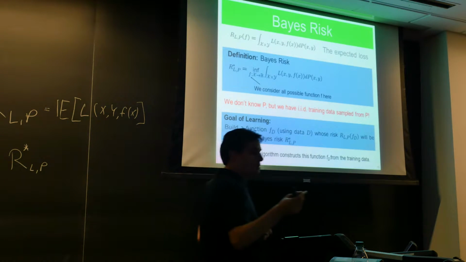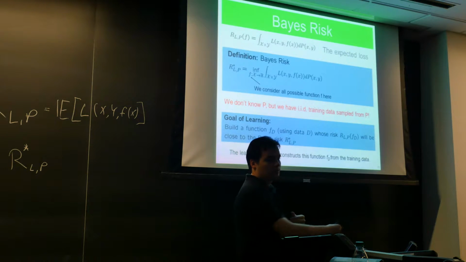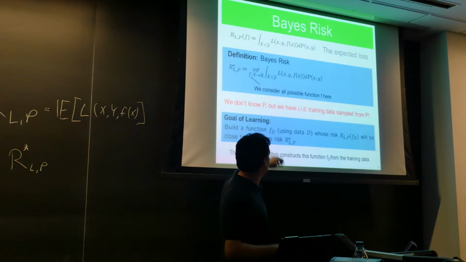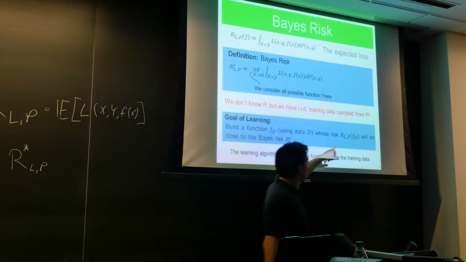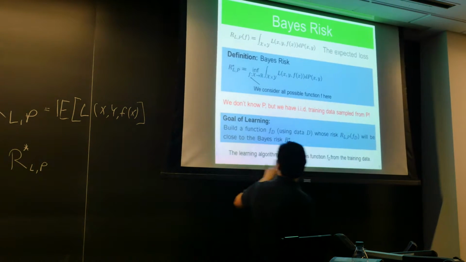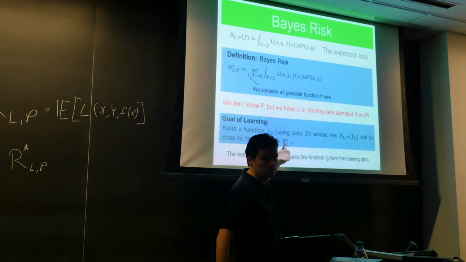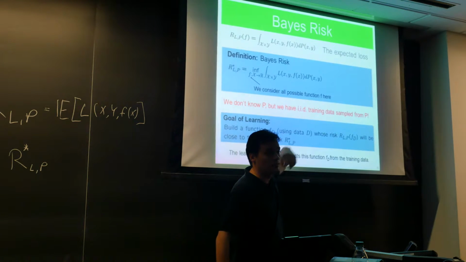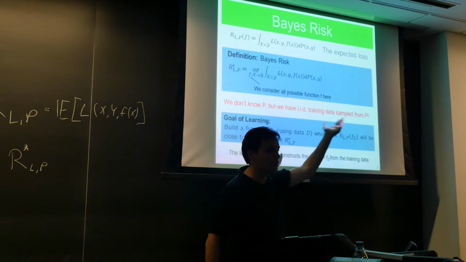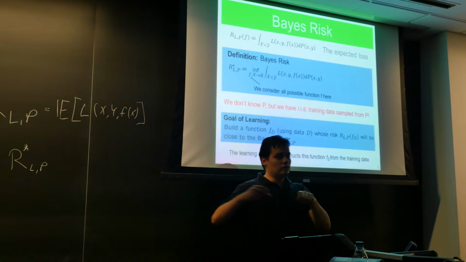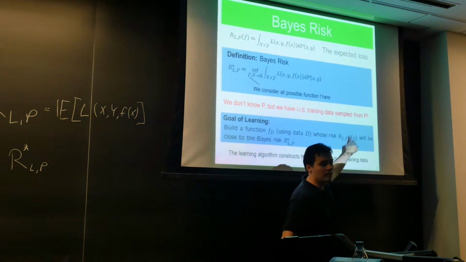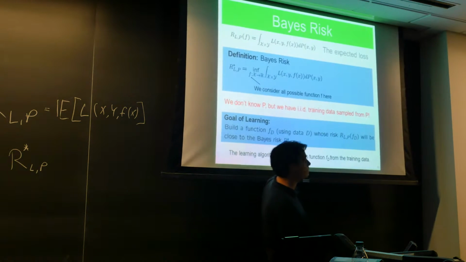Okay, and our goal is that using the training data, D, learn a function f of D whose true risk will be as close to the Bayes risk as possible. It makes sense, right? So the Bayes risk is defined by this. That minimizes the risk among all possible functions. I have a training data. From the training data, I can learn a function fD. That function fD will have a true risk, and I want this true risk to be close to this guy.